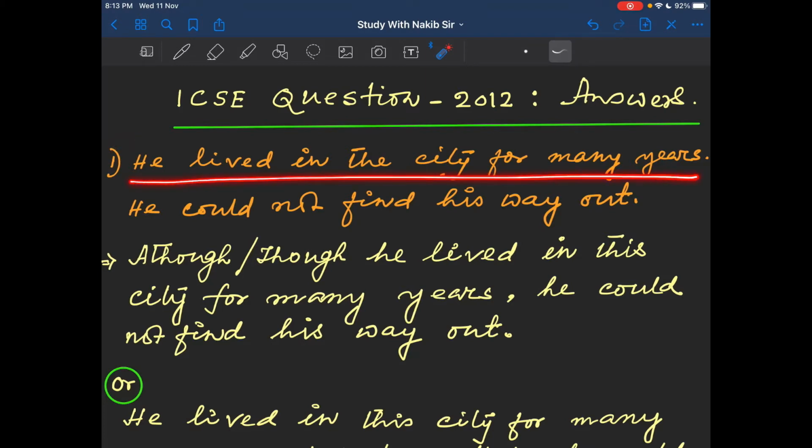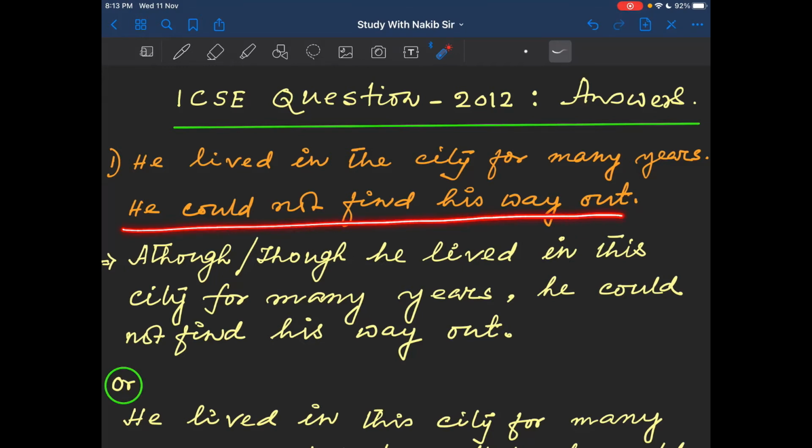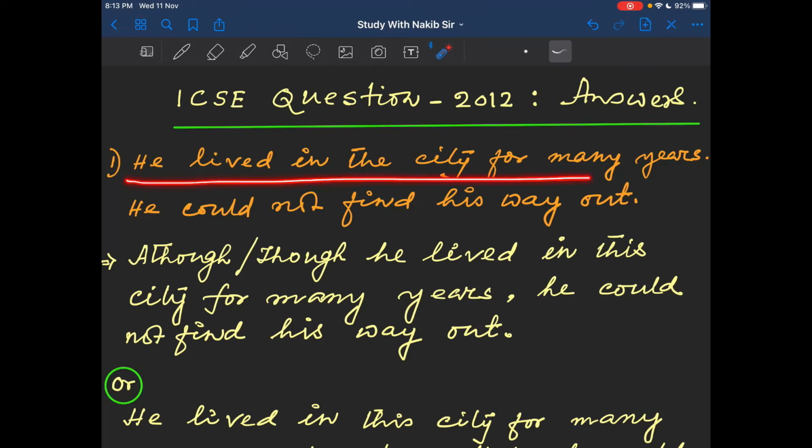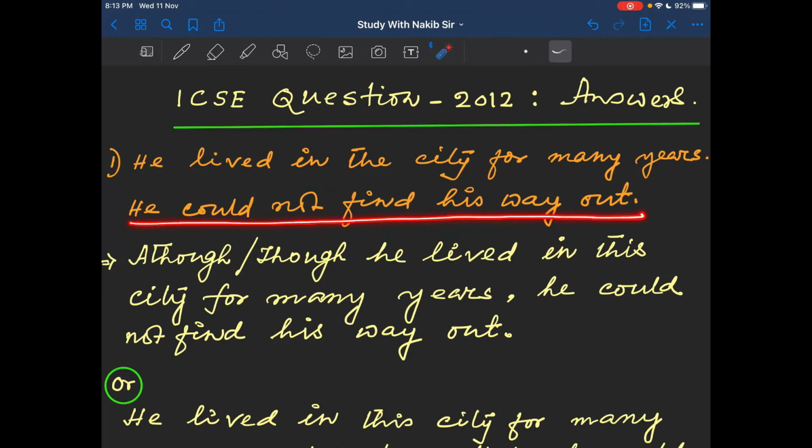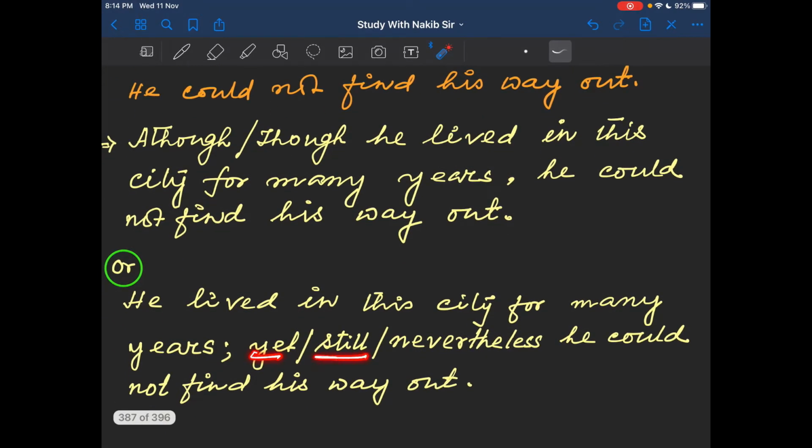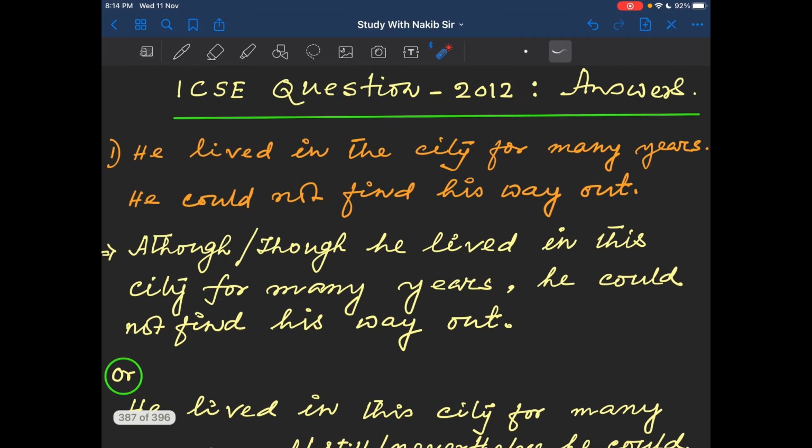He lived in the city for many years. He could not find his way out. Look well and you will find out the relation. Here the relation is contrastive relation or adverse relation. He lived in the city for many years, so it was natural for him to find his way out, but he could not. This is unnatural. This is adverse, contrast. And when the relation is adversative or contrastive, you can use although or though. You can use also yet, still, nevertheless. You know it very well.